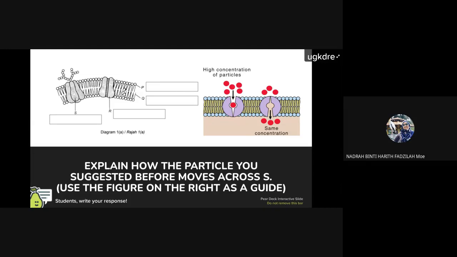Point number 3. Okay, copy it down. I will repeat from point number 1. The concentration of glucose outside the cell is higher than inside the cell. That is point number 1. Point number 2, one glucose molecule from outside the cell enters the binding site, or the active site, of the carrier protein.